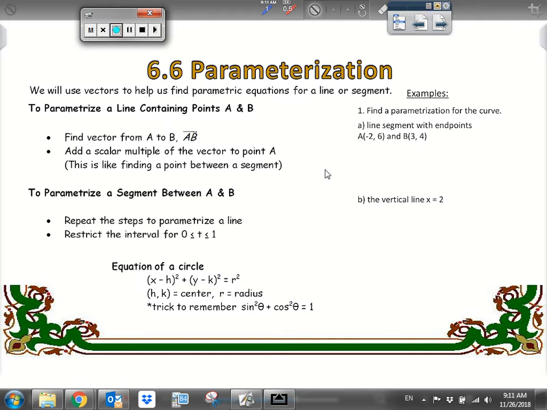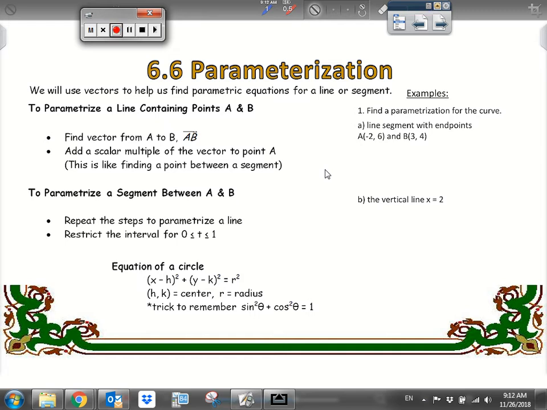So we're going to really basically be working with two different types for the most part on this lesson. One is lines. We're going to turn lines or line segments into parametric equations. And the other is circles or ellipses. We're going to turn circles or ellipses into parametric equations. So that's our goal for today.